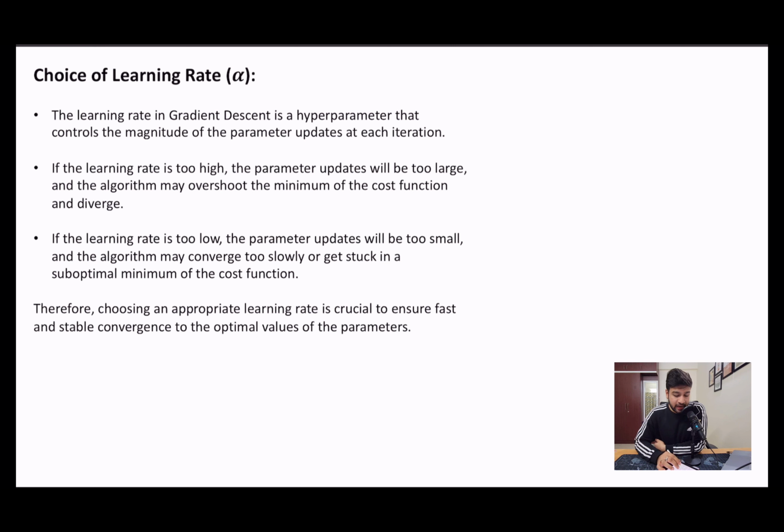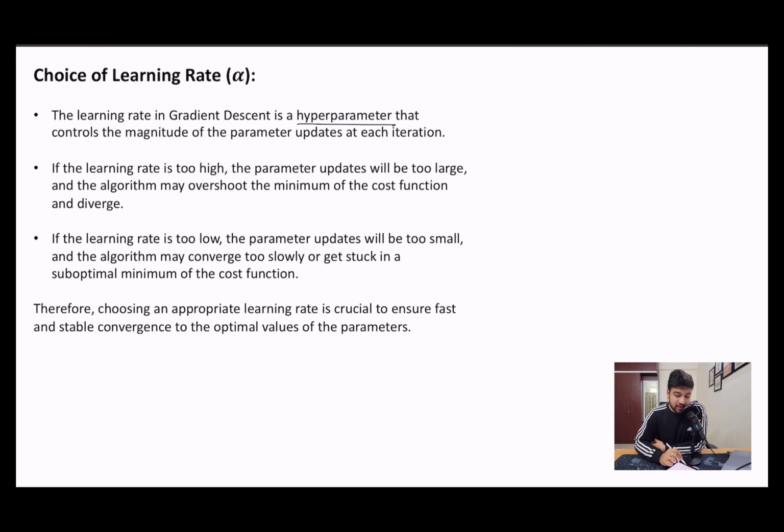Learning rate in gradient descent is a hyperparameter, hyperparameter meaning that you have to supply it from outside, that controls the magnitude of the parameter updates at each iteration. So by now we understand what this exactly means.